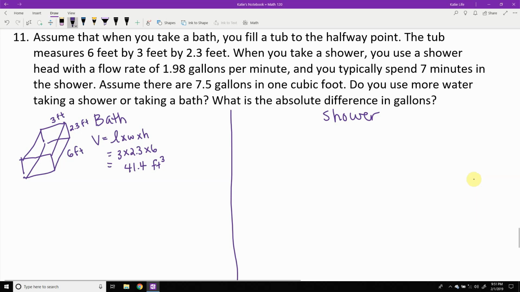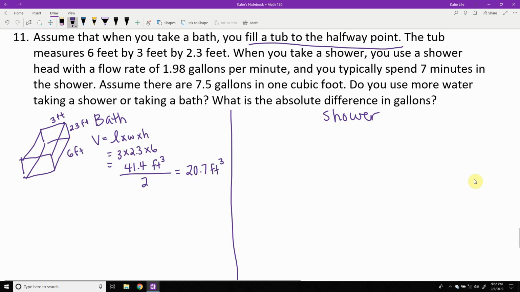Now, the problem also dictates that we fill a tub to the halfway point. So when taking a bath, I'm really only using half of this. So let's take the time right now just to divide that in half. So that's 20.7 cubic feet of water.